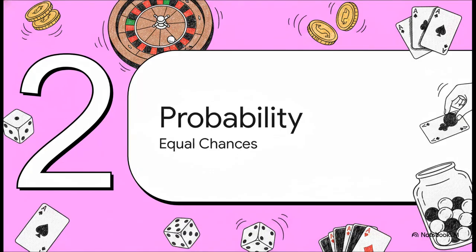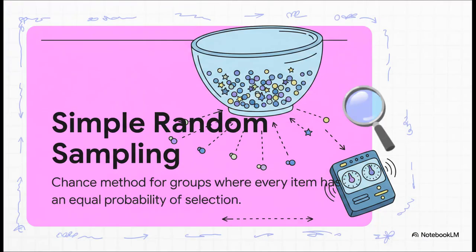Which brings us to Section 2, probability, where everyone gets an equal chance. Let's start with the branch where we step back and let math do all the heavy lifting. The most famous method here is simple random sampling. Think of this basically as the lottery method. It's best used for homogeneous groups, meaning the population is generally pretty similar. Usually we pull this off using a random number generator, and honestly, this brilliantly illustrates the sheer beauty of pure probability because it guarantees absolute equality. Every single item in your universe has the exact same chance of being picked. It's completely blind and perfectly fair.